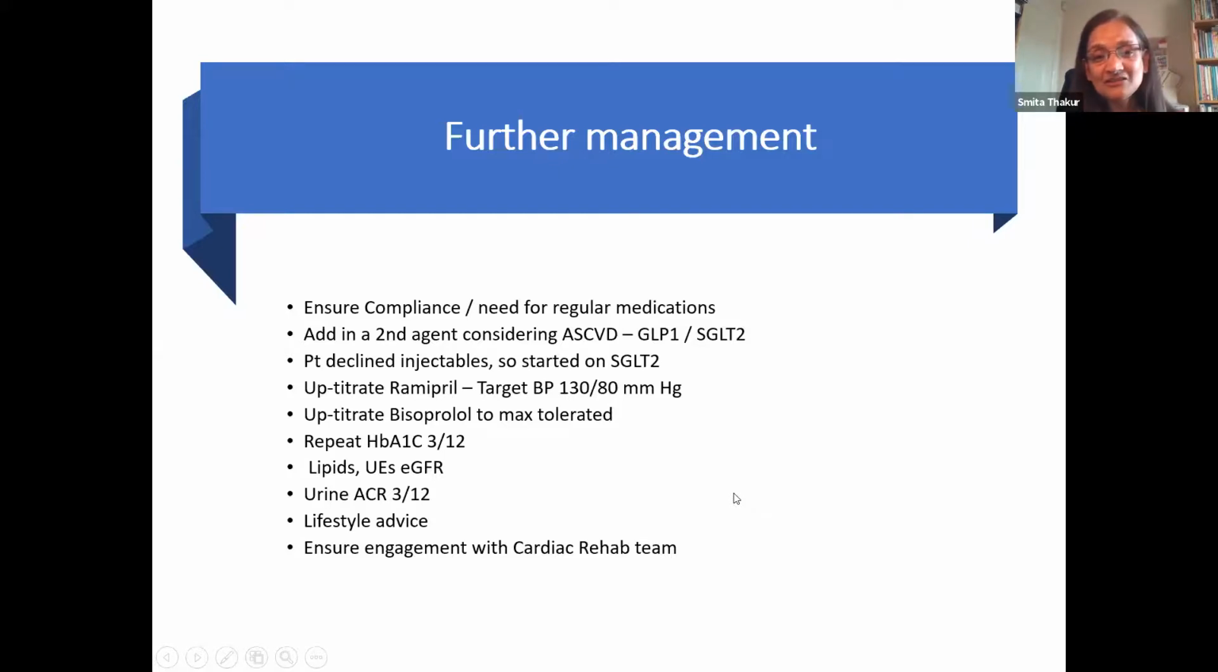So he declined injectables, so he was started on SGLT2. His ramipril was up-titrated, aiming for a blood pressure of 130/80, and his bisoprolol up-titrated to max tolerated. And a plan was made to repeat his A1C in 3 months, check his lipids, U&Es, eGFR, and ACR in 3 months as well.